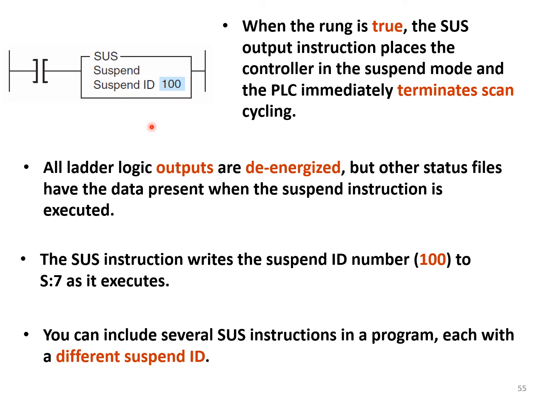So why do we use suspend? It is for debugging, to understand our program, to know, for example, that this contact is activated or that part of the program is executed properly. And then we could look at the S7 file and see that suspend number 100 is executed, not the other ones. You can include several SUS instructions in a program, each with a different suspend ID.